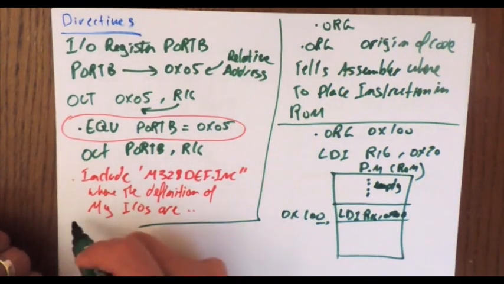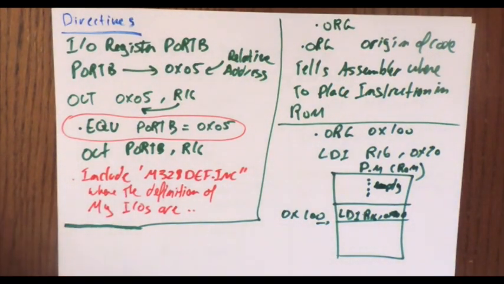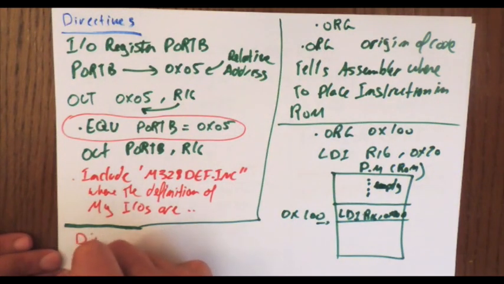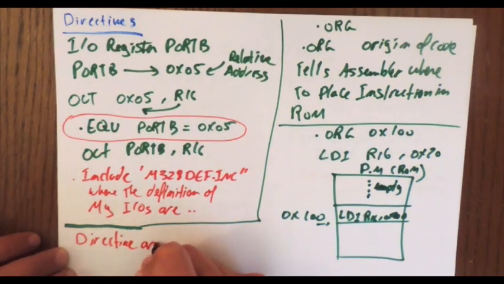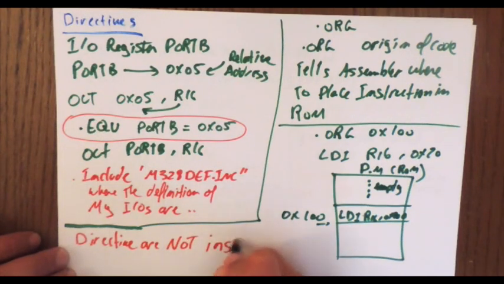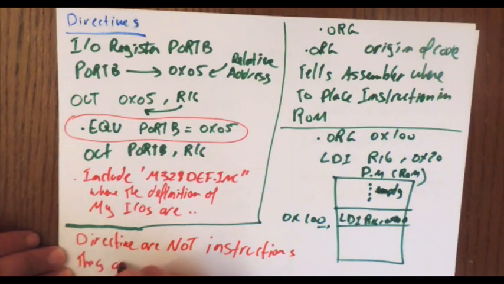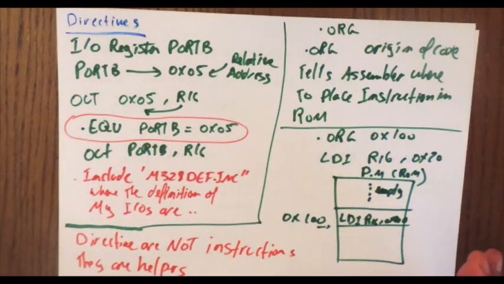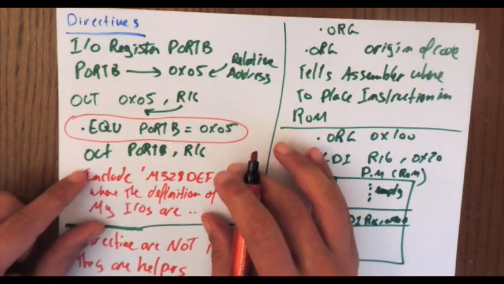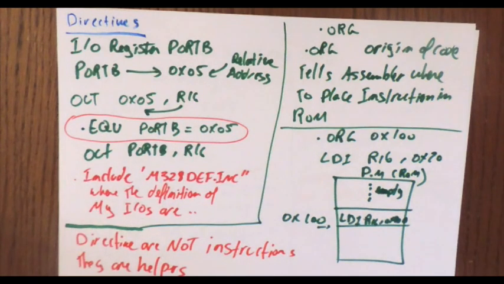So one golden rule that we should remember is that directives are not instructions. They are helpers for us to write nice code, to place some stuff inside the memory, to include some library functions inside our code. So they are used for many things when writing code, but they are not instructions.